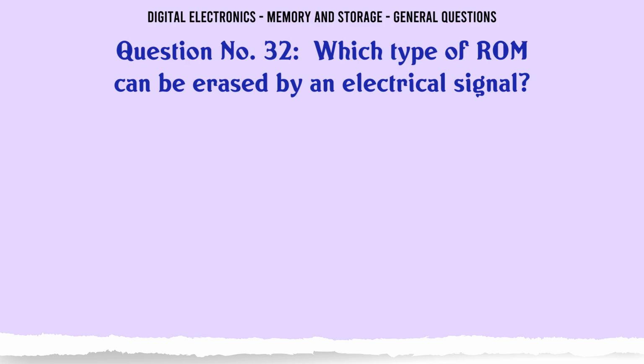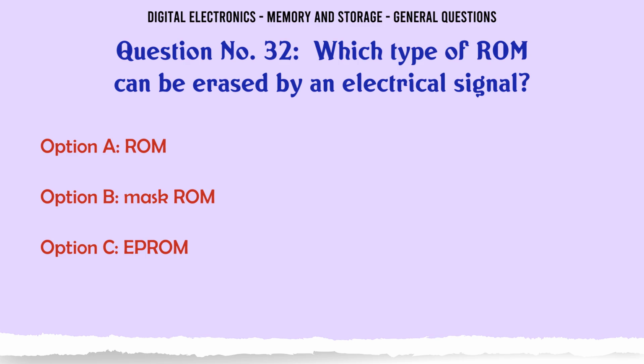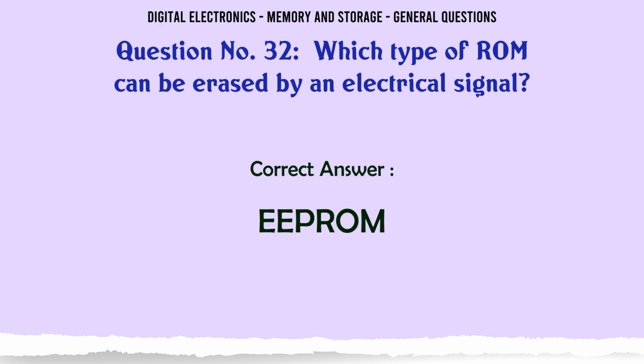Which type of ROM can be erased by an electrical signal? A. ROM, B. mask ROM, C. EPROM, D. EEPROM. The correct answer is EEPROM.